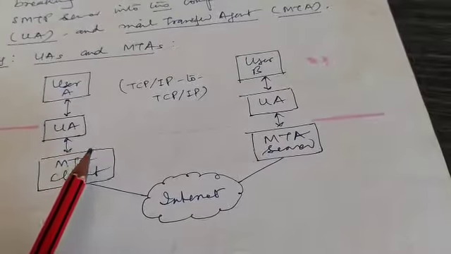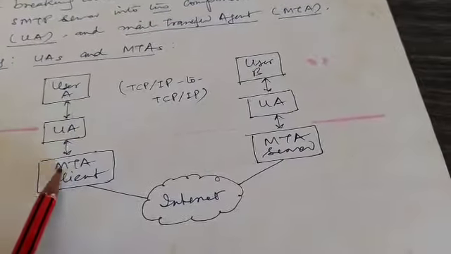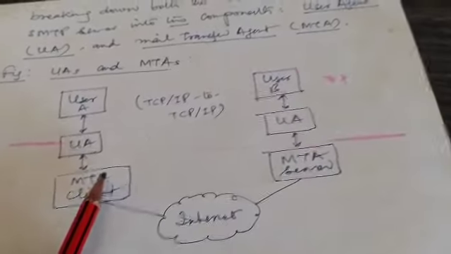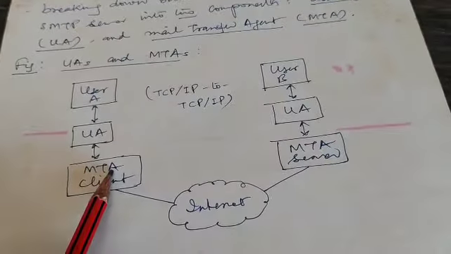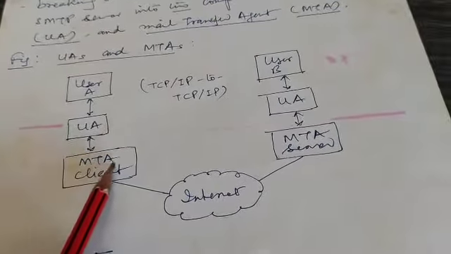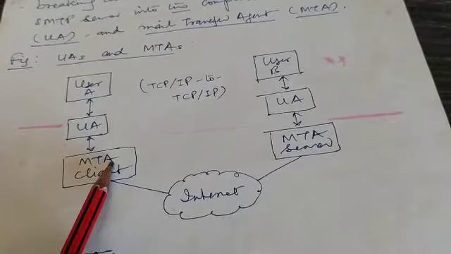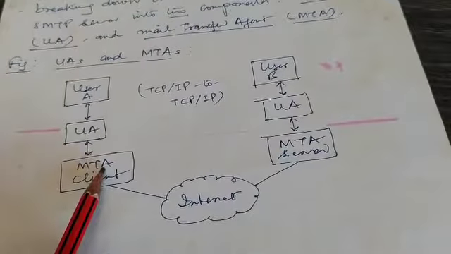And then the second component, that is the MTA or mail transfer agent. We can see what is the mail transfer agent. As the name suggests, this agent or component is basically responsible for transferring the mails.